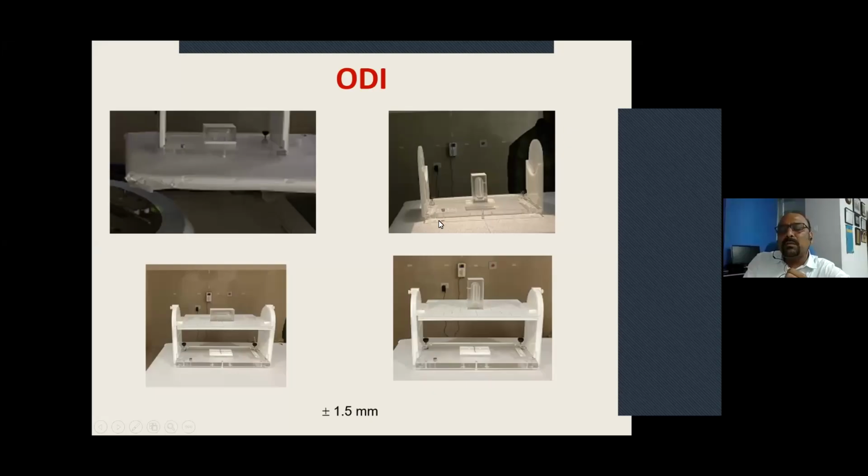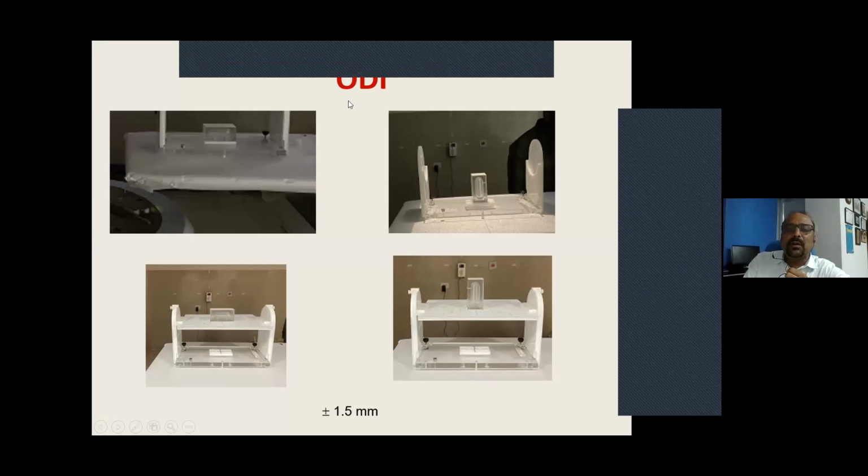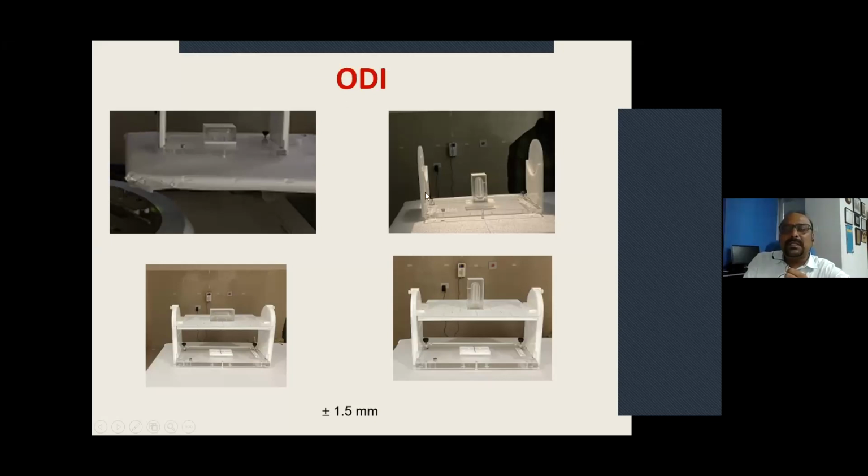You are buying equipment, so it should be from a standard company. So this ISO-aligned test tool has a provision to check the ODI plus minus 20 centimeter. So if I put 100 SSD, 100 centimeter over here, and so 100 will be here.